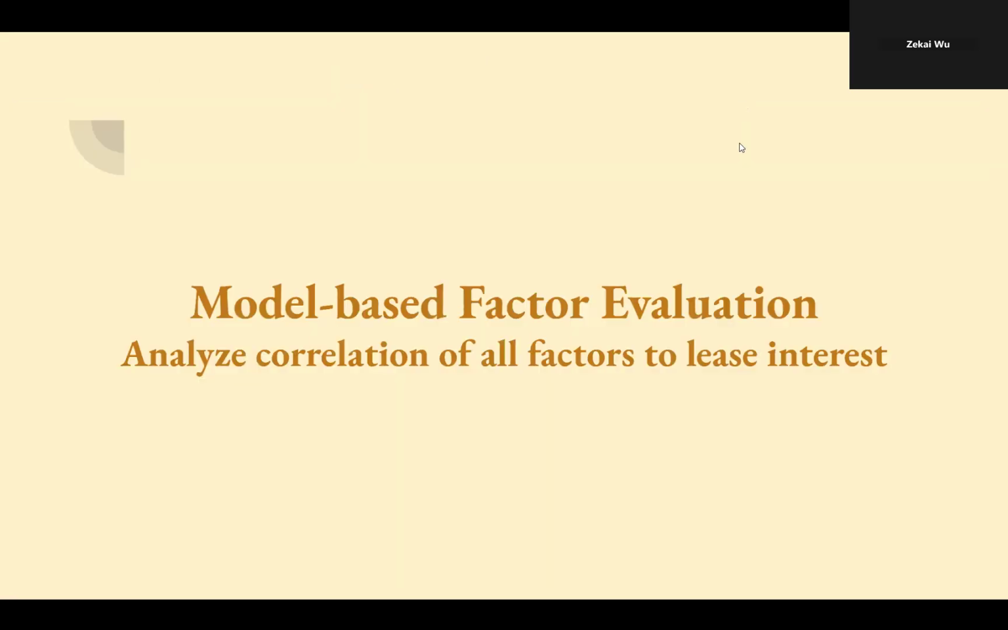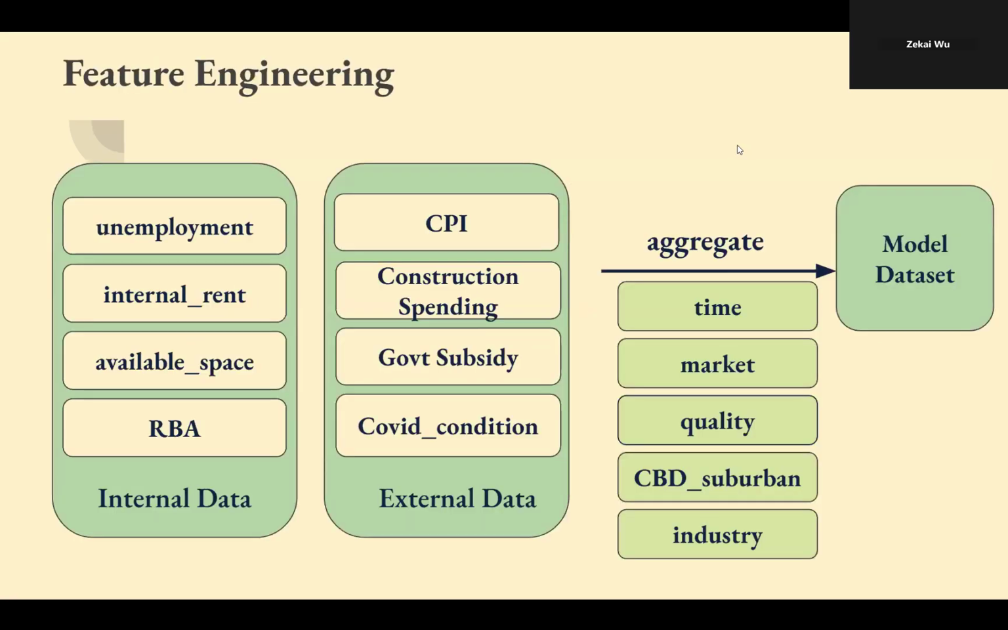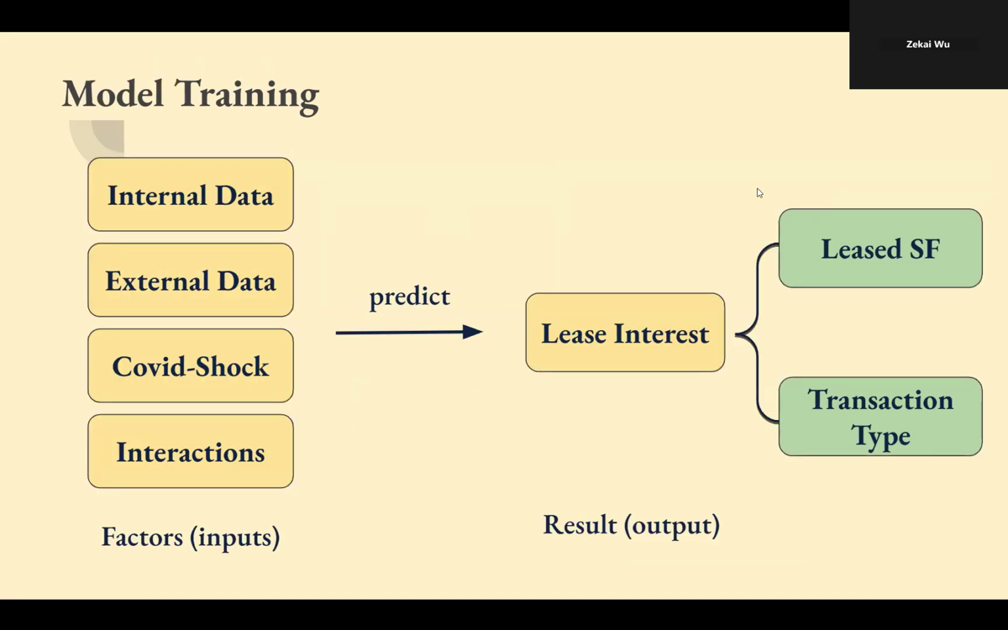We train different models to analyze the factors' relation to lease interest. To prepare our model dataset, we first carefully select reasonable internal and external factors. Then we aggregated rows that share the same market, house quality, CBD, and company industry. We defined lease interest as our target result to predict. Lease interest is defined using the sum of lease square foot times a weight determined by transaction type. For example, a new lease or an expansion can indicate a stronger lease interest than a renewal.